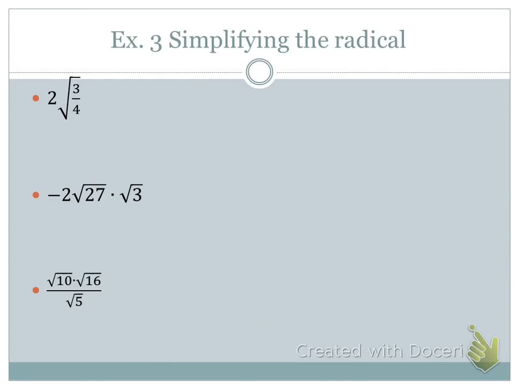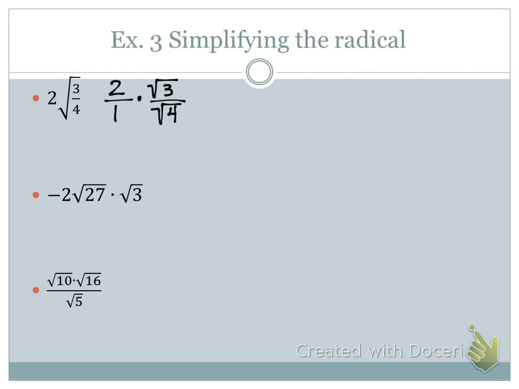All right, so let's do the last example here. I've got 2 times the square root of 3 over 4. Now, I've got 2 as a whole number on the outside, and since I'm dealing with a fraction underneath the radical, I like to make that whole number a fraction. So I'm going to write 2 over 1 times the square root of 3. I'm going to break it down into 2 square roots over the square root of 4.